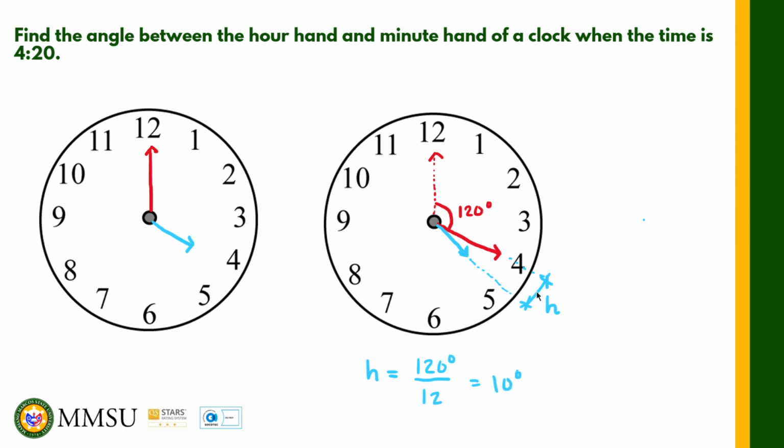Okay, so basically the angle between the hour hand and the minute hand at 4:20 is h. This is 10 degrees. Kasi nga, tignan nyo, h is the angle between the 4 mark at saka yung hour hand at 4:20. Okay, and itong minute hand nandito na sa 4 mark at this point. Okay, so 10 degrees is our answer for this problem.